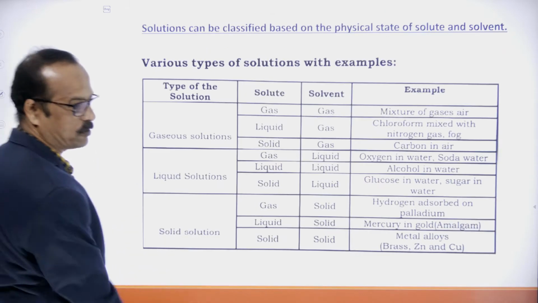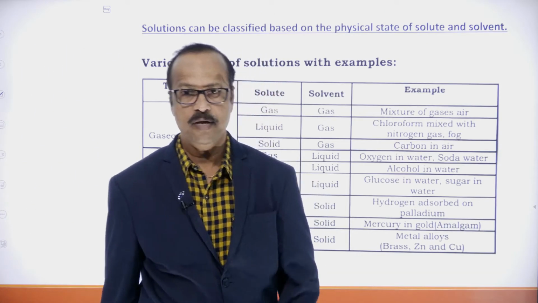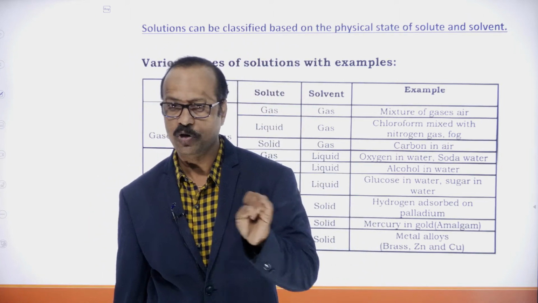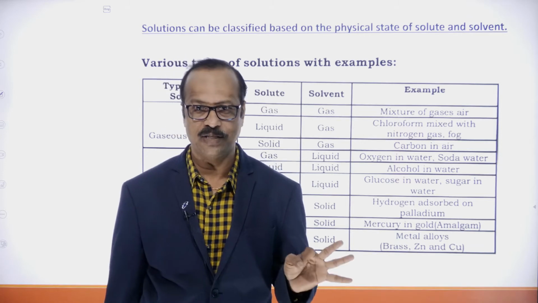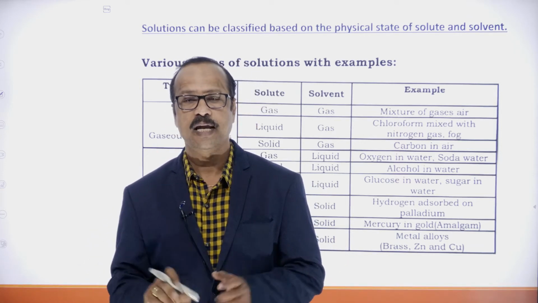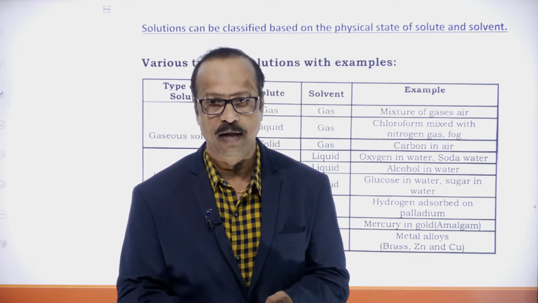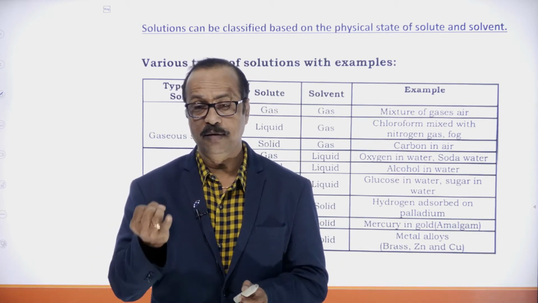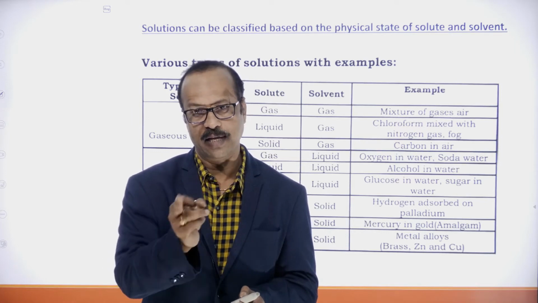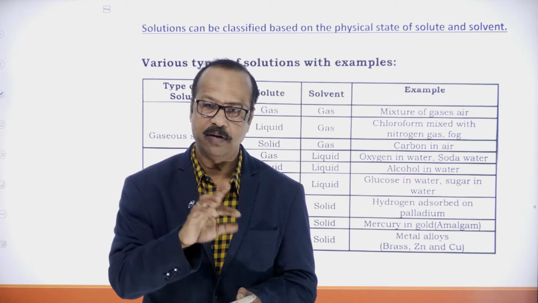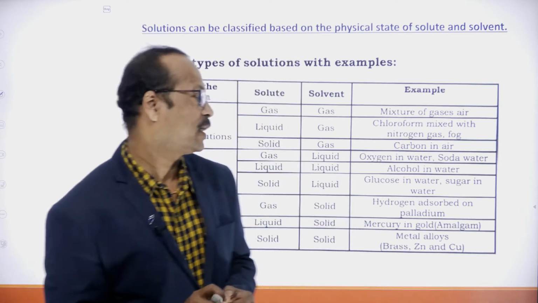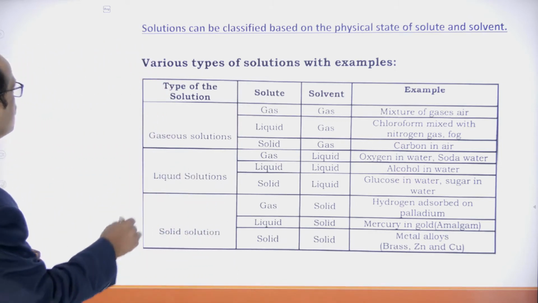Then come to the types of solutions. I said that based on the state of the solvent, the solutions are classified into three types: solid solutions, liquid solutions, and gaseous solutions, right? Again, every type consists of three solutions. Like in the solid solution, solid is the solvent. Then what is the solute? Maybe solid, maybe liquid, maybe gas. So like this: solid-solid, solid-liquid, solid-gas. Liquid-solid, liquid-liquid, liquid-gas. Gas-solid, gas-liquid, gas-gas. Right? So total nine types of solutions. This we discussed in the previous class.